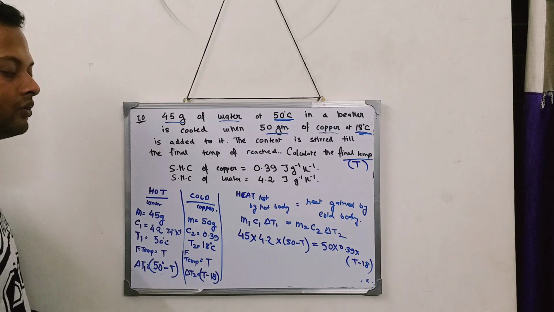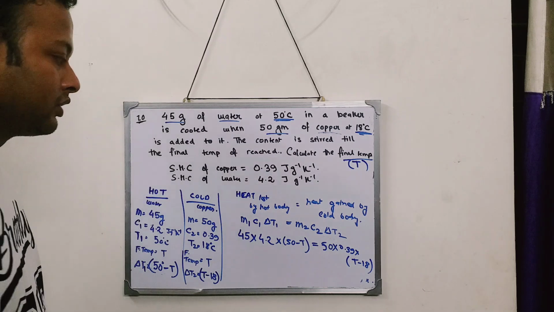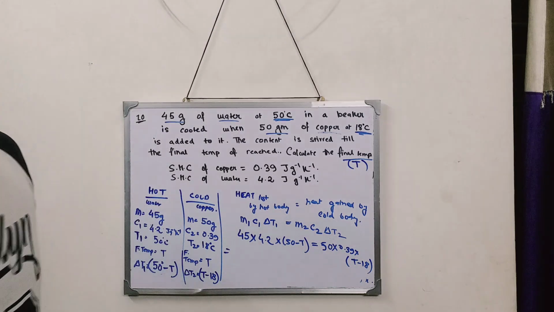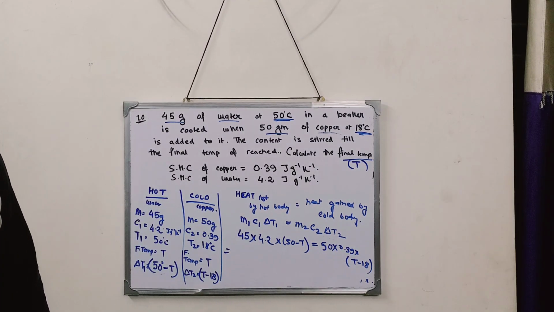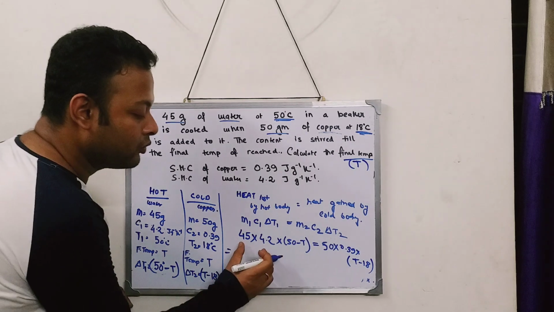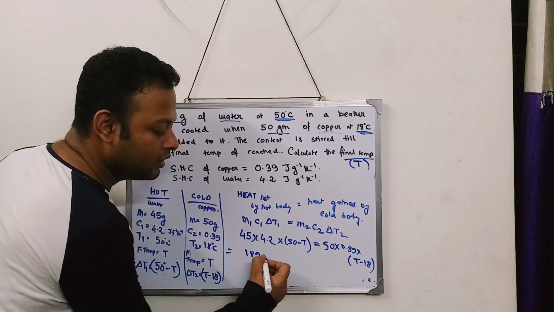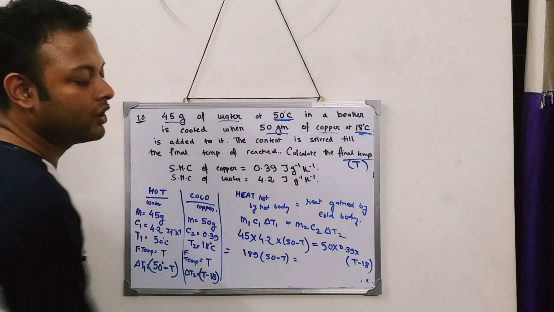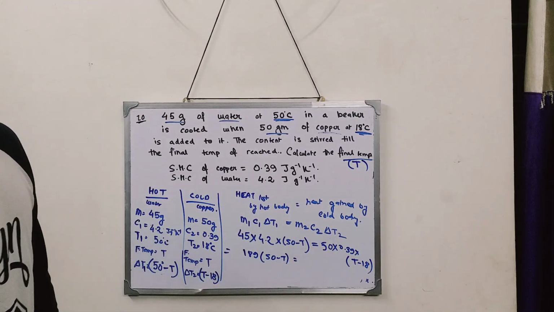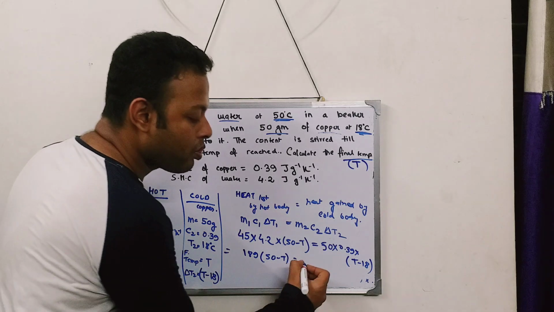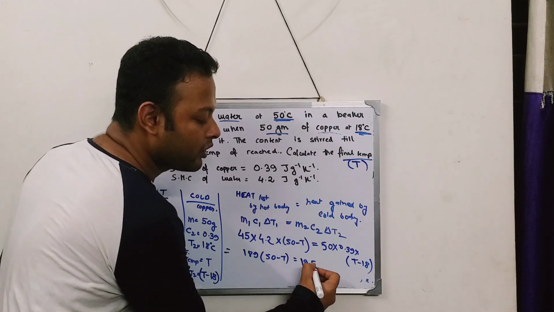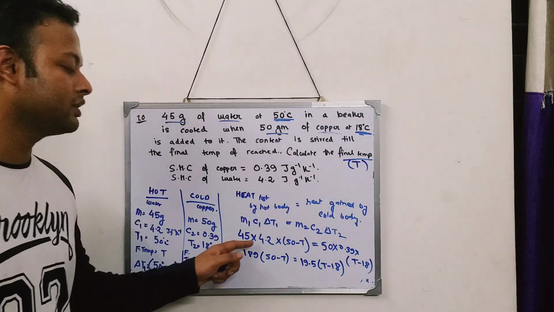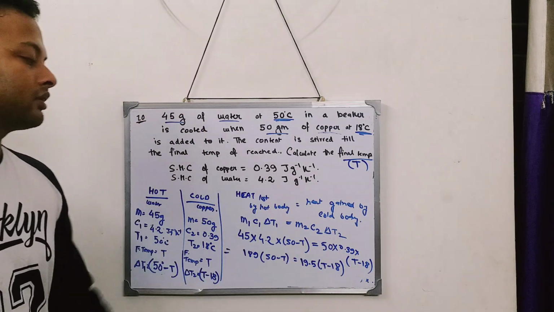Okay, so you have to now solve it. Now how to solve it? 45 into 4.2, that will give you a value of 189. So when you multiply these two, 189 into 50 minus T, and when you multiply these two, 50 into 0.39, you get a value of 19.5 into T minus 18. So you multiply this into this and this into this.